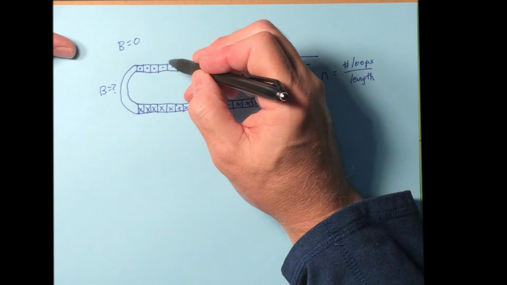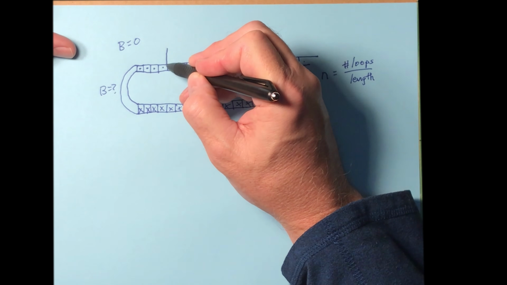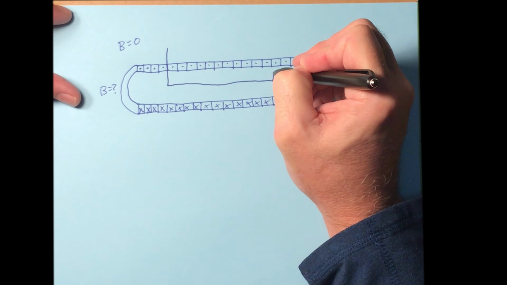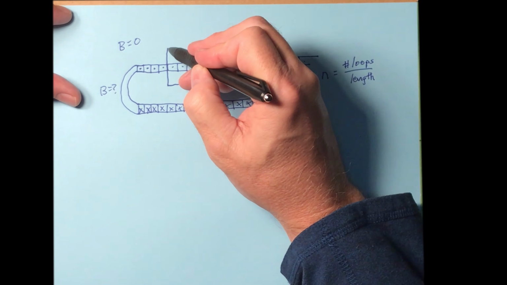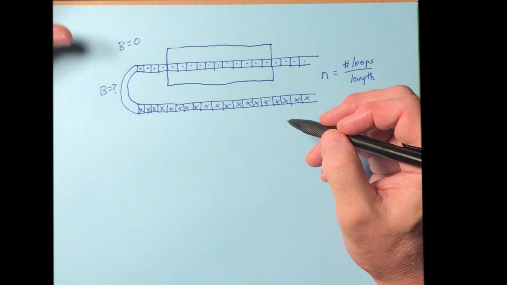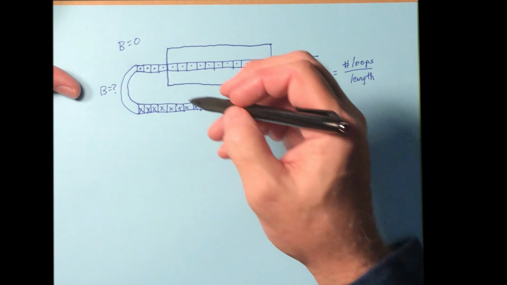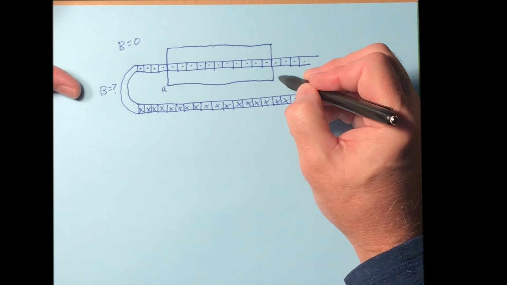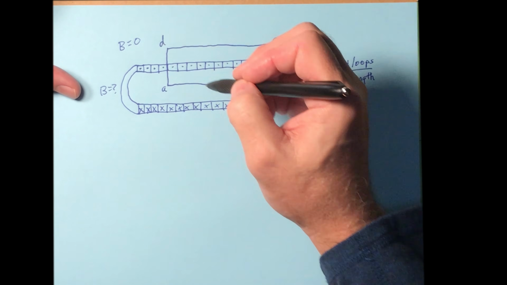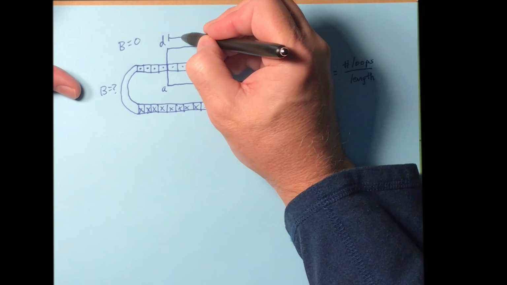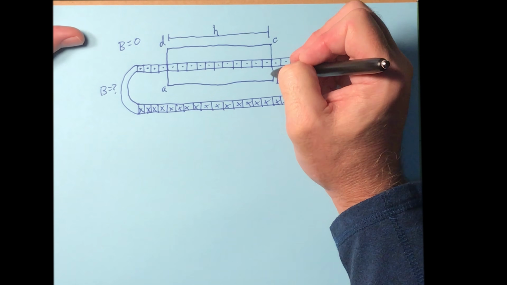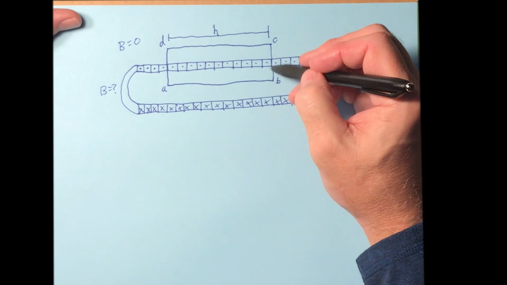Now here's the easiest thing to do. Take your Amperian loop and make it a rectangle like this, and enclose a certain number of those wires. Okay, so there's our Amperian loop right there. Now our Amperian loop has corners, let's say A, B, C, and D, like that. And let's say this length right here, we'll call that H. We can do the same thing on the sides, but you're going to see it doesn't matter. Those are going to cancel out.